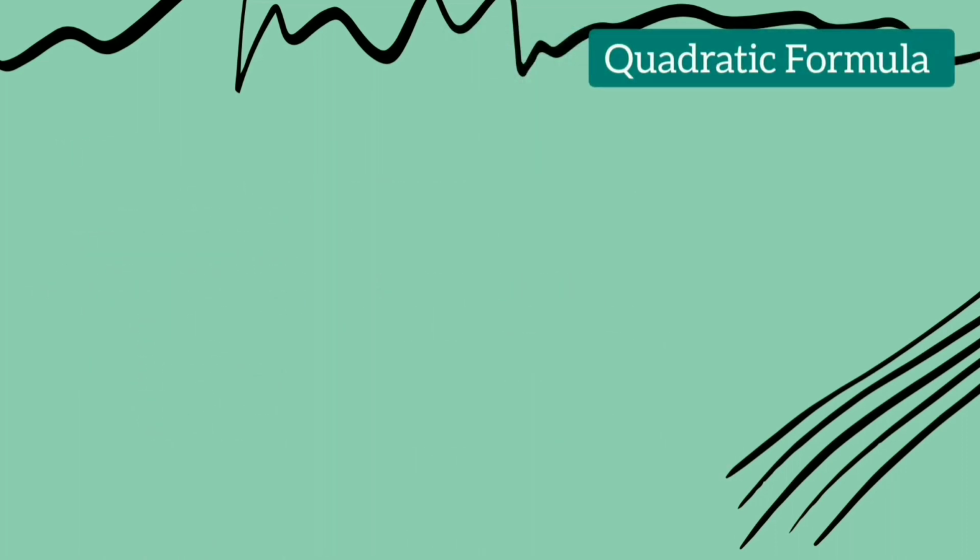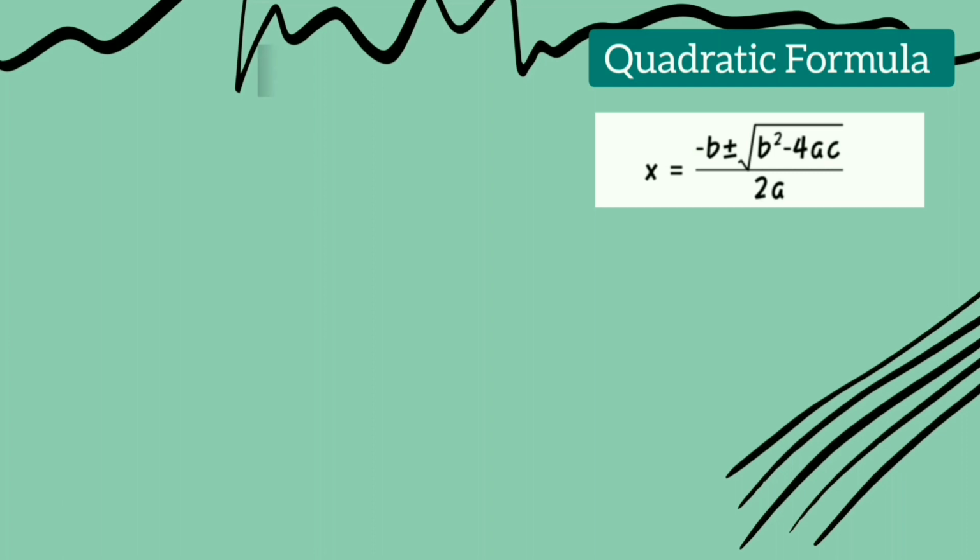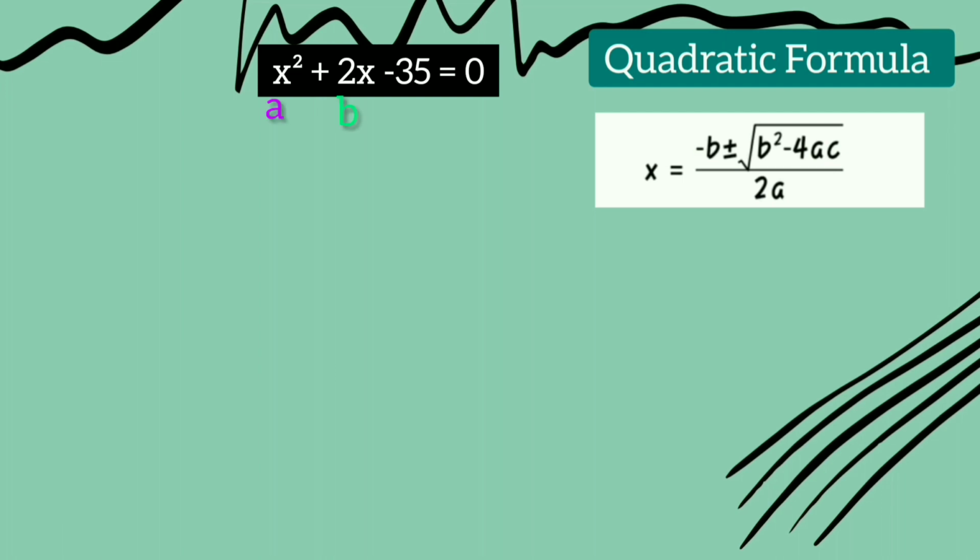And the third way is the quadratic formula. The form of the quadratic formula is x is equal to negative b plus or minus the square root of b squared minus 4ac, all of that over 2a. We have the quadratic equation x squared plus 2x minus 35 is equal to 0. We know this is a, this is b, and this is c. So substitute a, b, c in the quadratic formula.